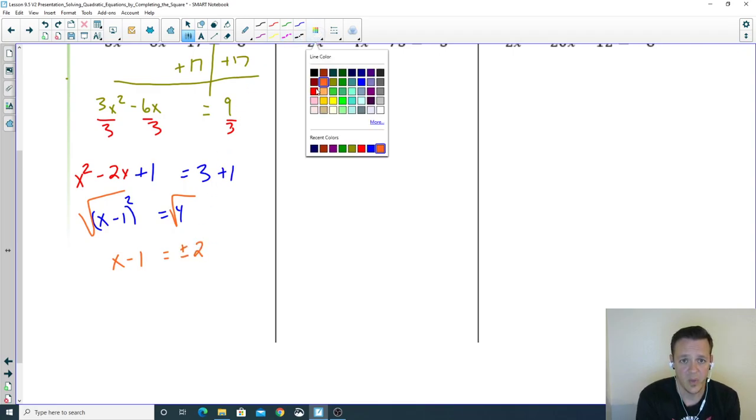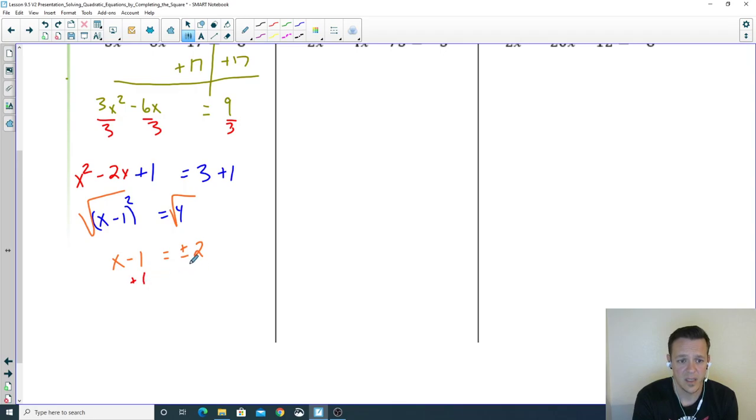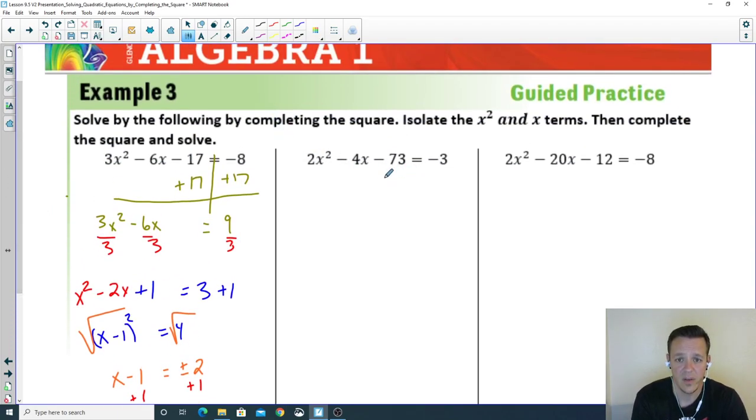Then you could add 1 to both sides. All right, so you would have 3 and -1 as the answer, right? Because -2 plus 1 is -1, and 3 plus 1 is 4. All right, so there's your answers. Hopefully you guys figured that one out.